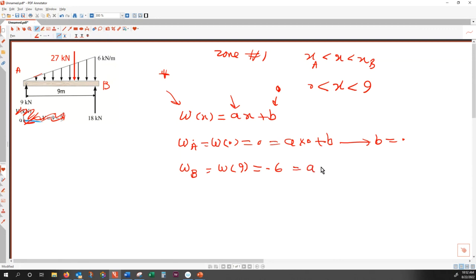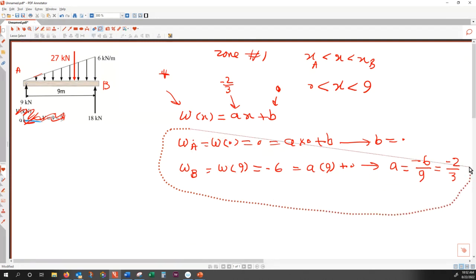So that is A times 9 plus B. B is 0. So from here, I can identify A, can't I? So A is minus 6 divided by 9. If I divide that by 3, that is minus 2 thirds, correct? So now I have this minus 2 thirds. All right, so we managed to get the very important step, which is to identify w of x.